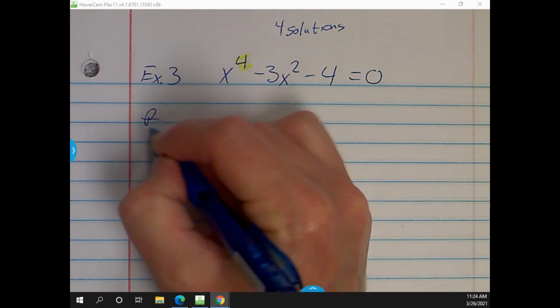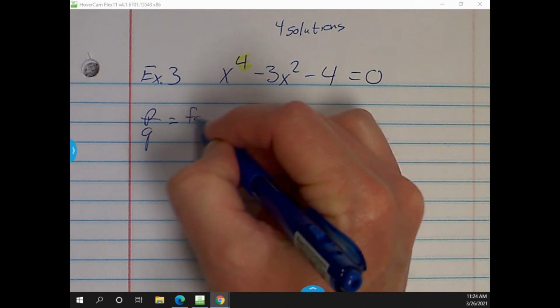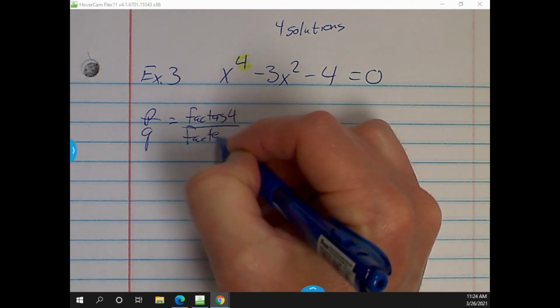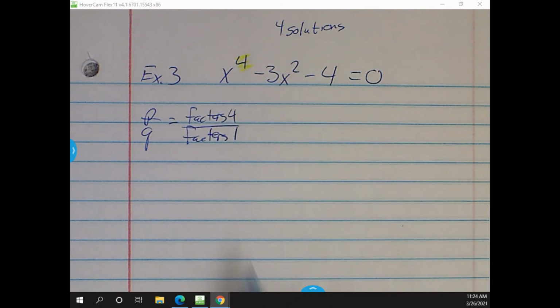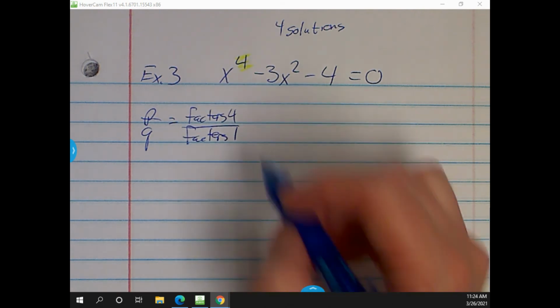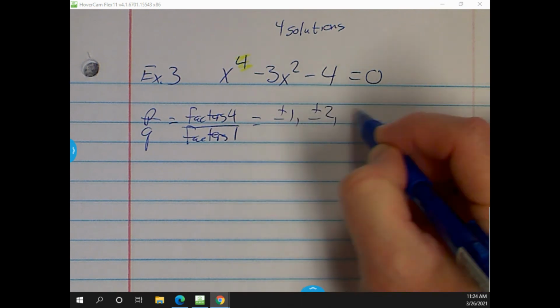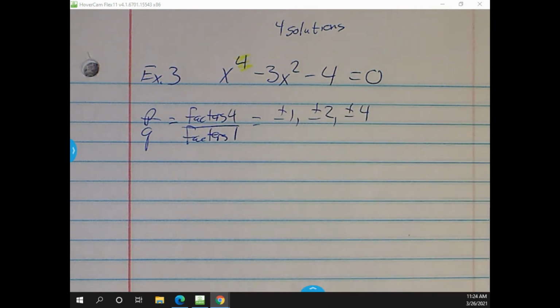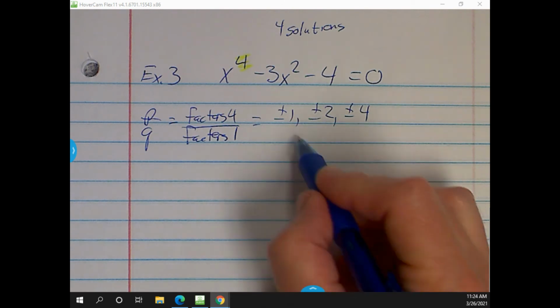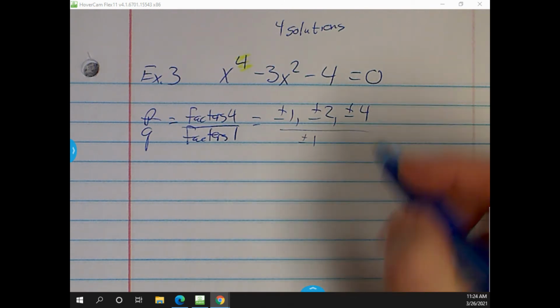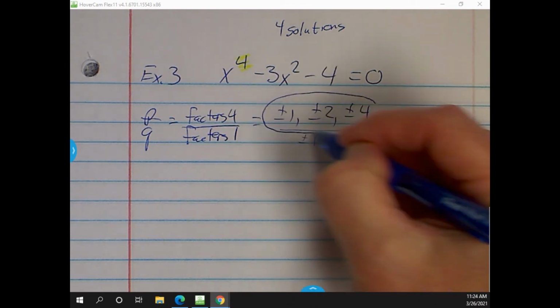We're going to do the p over q, which again really is the factors of 4 over the factors of 1. The good news is that it's over 1, so there's only a couple options, well, 3 options. Plus or minus 1, plus or minus 2, plus or minus 4, because if you put this over 1, it doesn't really do anything, so the only options that are really possible are 1, 2, and 4.